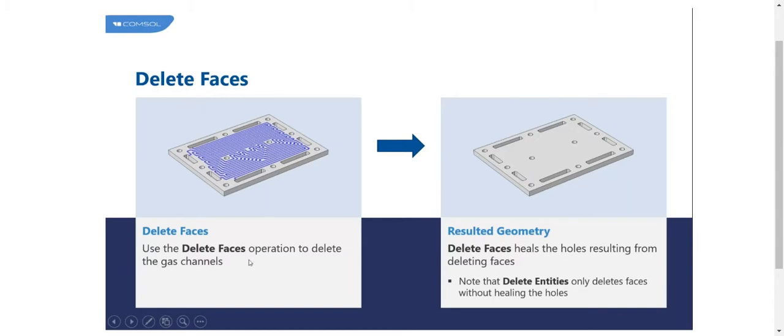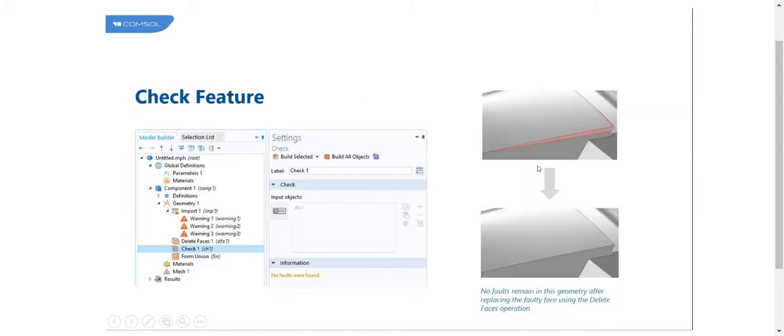There are various other options provided to clean up your CAD geometry, such as delete faces. The delete entities option is also present, but delete faces actually heals up the gap. Here you can see the gas channel, and as this gas channel is present at the surface, you cannot delete it with the help of delete entities, but with the help of delete faces you can easily delete this gas channel which is present on the surface.